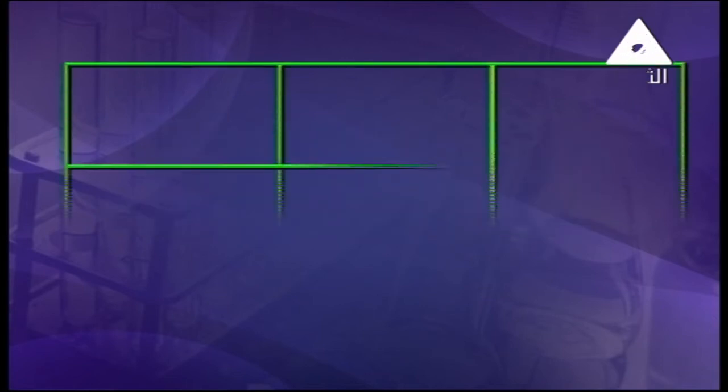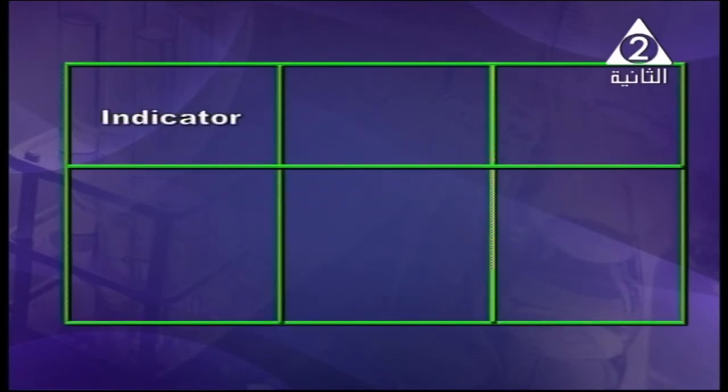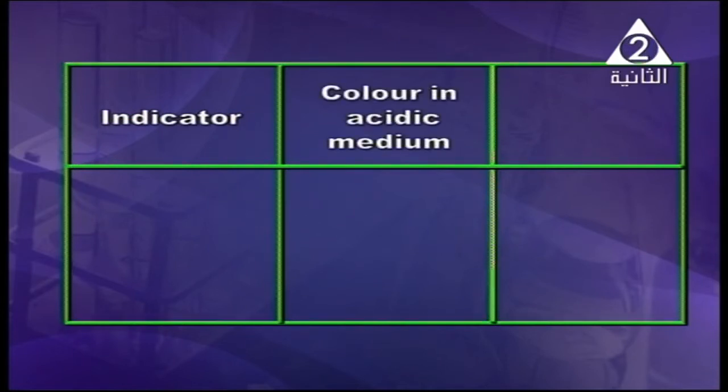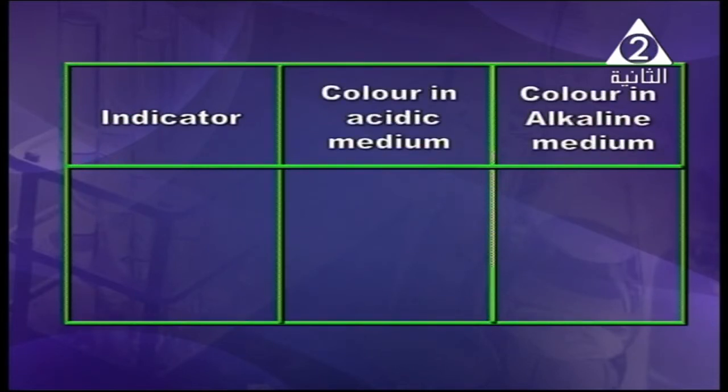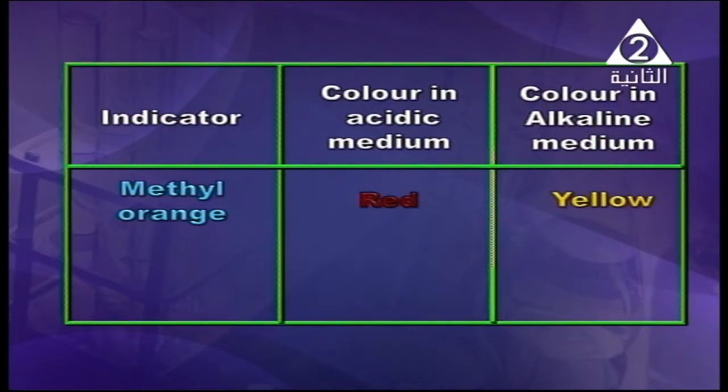Types of indicators. Look at this. This is the indicator. This is the color in acidic medium. This is the color in alkaline medium. Look, methyl orange: acidic medium red, alkaline medium yellow. Does it change or not? It changes. Why? According to the change in two main factors, H positive and OH negative, H3O positive, OH negative.